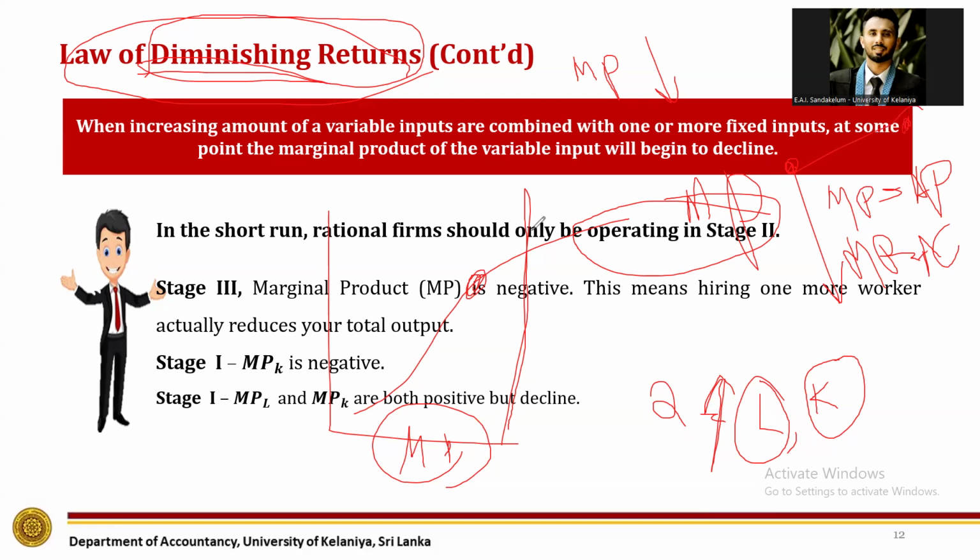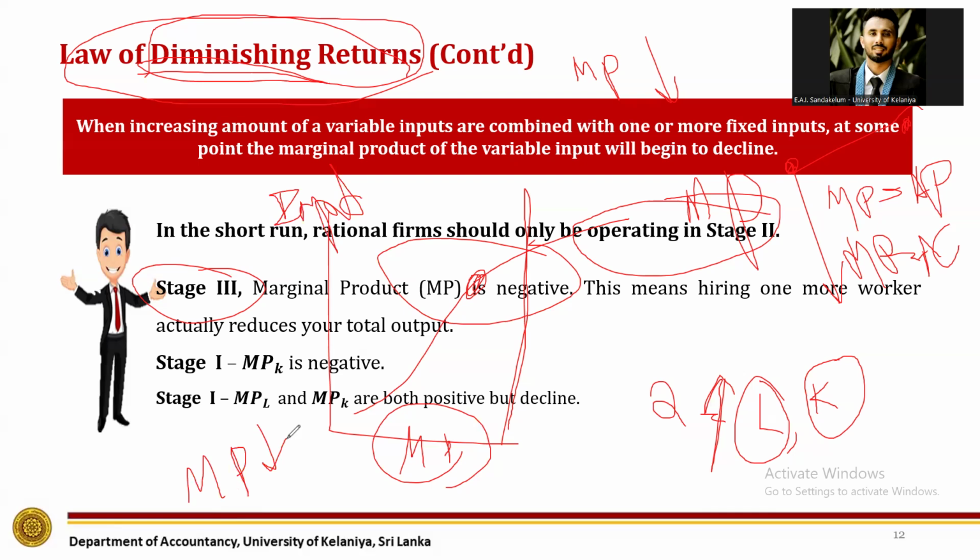The stage 3 is not good. Why is stage 3 not good? The MP is negative. When the MP is negative, it means if you are increasing your input, what happened? You may end up with your change becoming negative. So you definitely earn a loss. So no need to earn the losses.